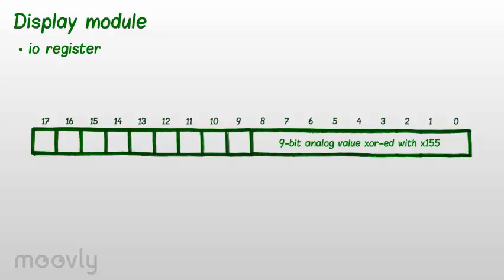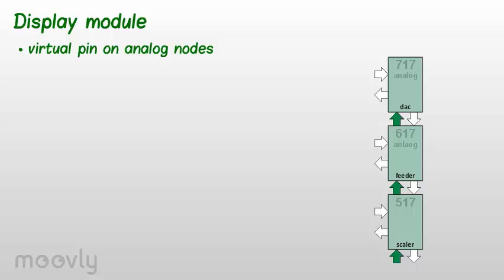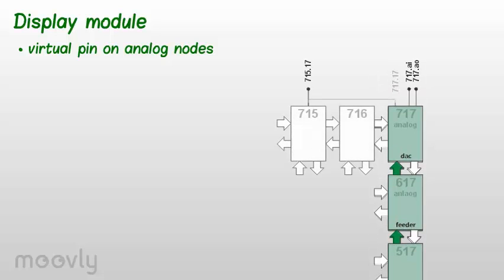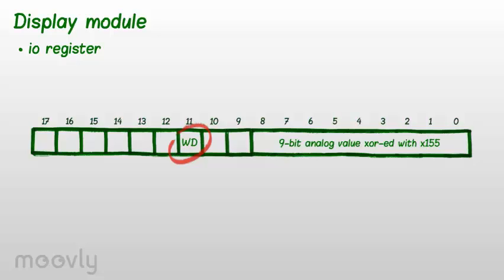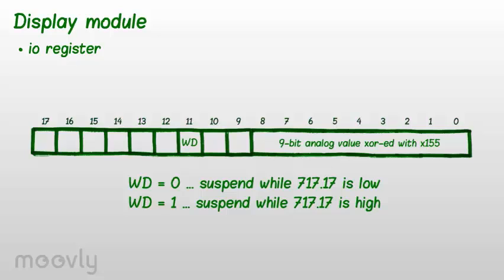In order to set the voltage in sync with pixel gating signal, we have to use another feature of DAC node. Node 717 has a virtual pin shared with pin in node 715. Node 717 can read the level on this pin, which receives pixel gating signal from clock generator in node 300, and suspend until the level on the pin changes its value from that preset in wake-up direction bit of I/O register. Basically, if wake-up bit is set to 0, the node suspends while the pin is low and vice versa.